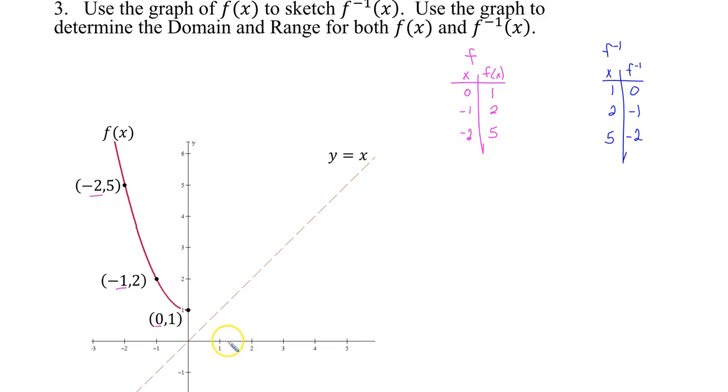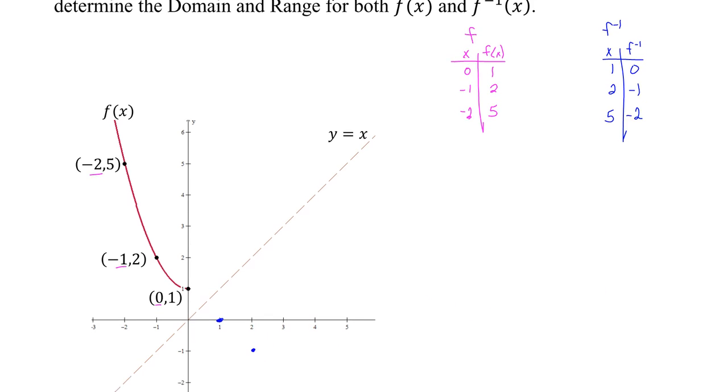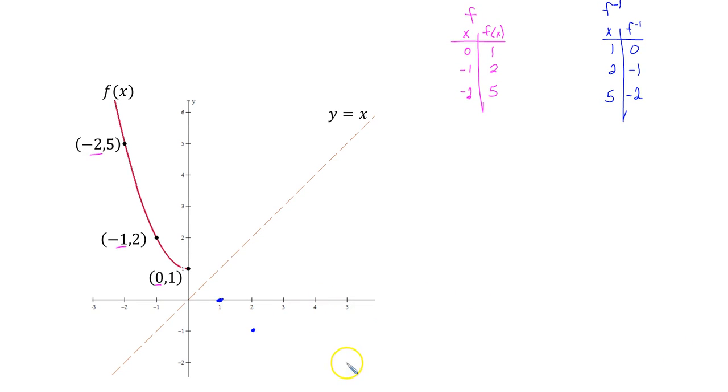So now I can graph these points. 1, 0 is here. 2, -1 is going to come down here. I'm going to move my graph down just a little bit so we can see this. And 5, -2 is going to be over here. As I connect these dots, it's going to look something like this. My drawing has not improved, so that does not need to curve upwards. We'll keep it going this direction. All right, and so there is the graph of my inverse function.